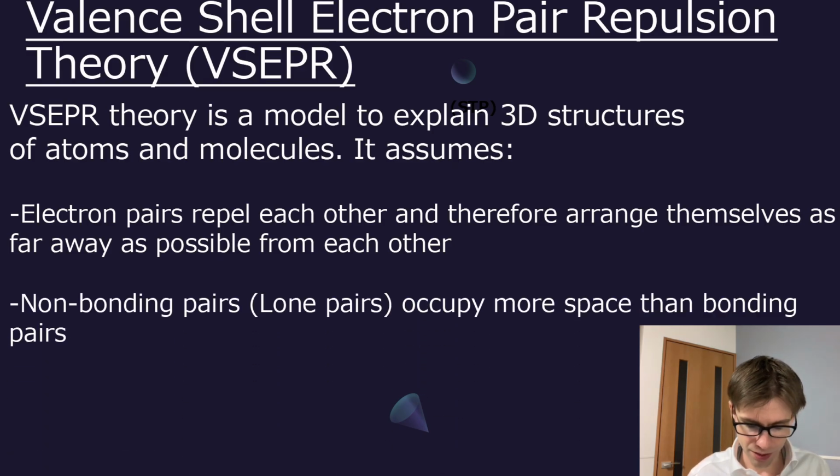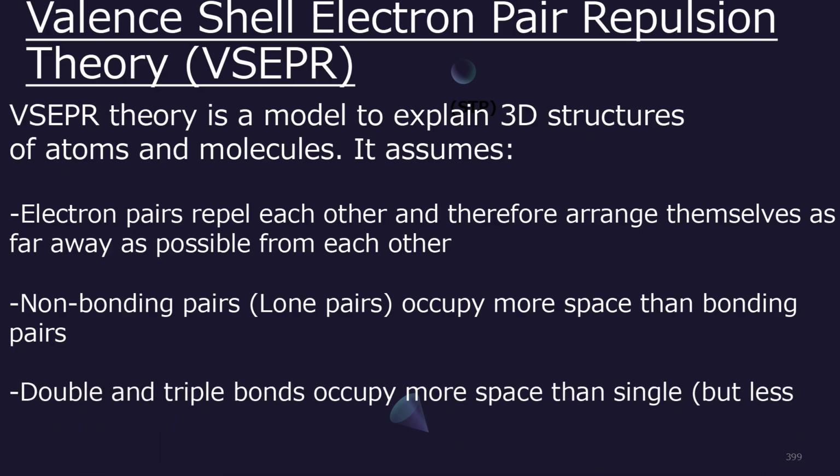Non-bonding pairs, or lone pairs as we know them, occupy more space than bonding pairs. Things that are equal, like two non-bonding pairs, two lone pairs, or two bonds, or two double bonds, generally exert the same pressure against each other in terms of these spacings and angles. But lone pairs actually occupy more space and can exert more force on things around them. Double and triple bonds occupy more space than single, but less than lone pairs.